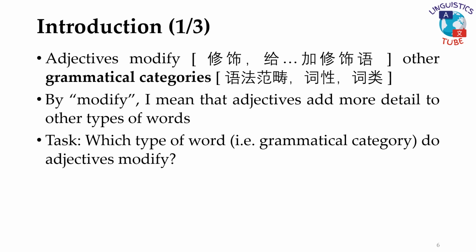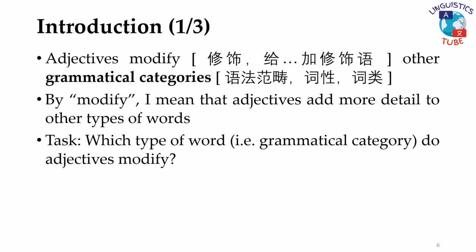Most simply, adjectives are a type of word. The more accurate way to say this is that adjectives are a grammatical category. The role or job of an adjective is to modify other grammatical categories. In the context of grammar, modify has a specific meaning. Add more detail to something. Therefore, most basically, adjectives add more detail to other types of words, and technically, adjectives modify other grammatical categories.